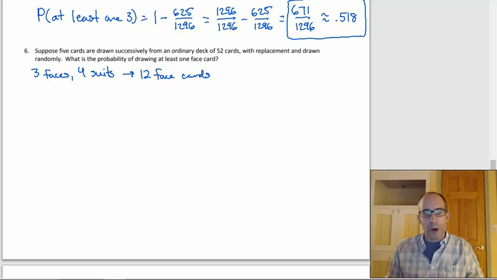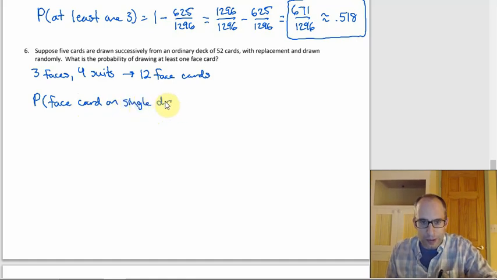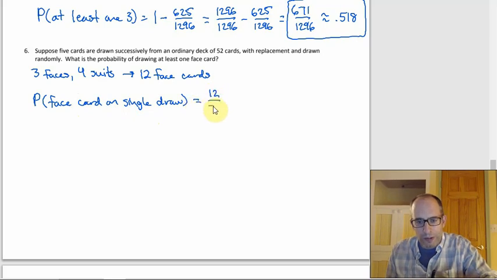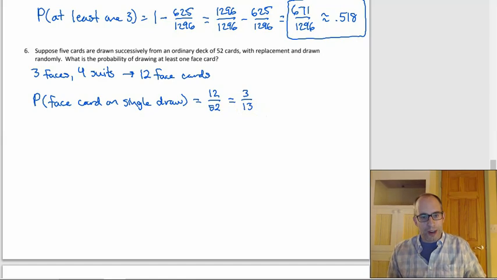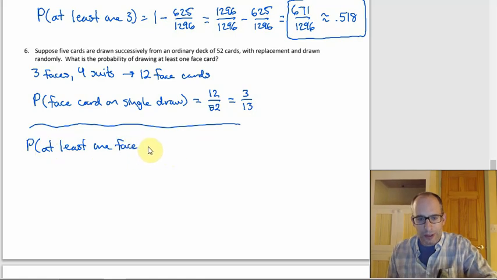All right. So what I think is going to help here is the probability of drawing a face card on a single draw. We can figure that out because we know that there are 12 face cards and 52 cards in the deck, so it's 12 over 52. Both of those numbers are divisible by 4, so this reduces to 3 out of 13. Okay, well, what we want is, with the 5 draws, the probability of at least one face card. All right, so the probability of at least one face card in 5.